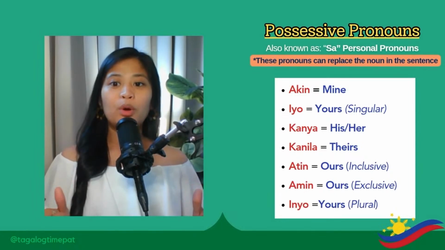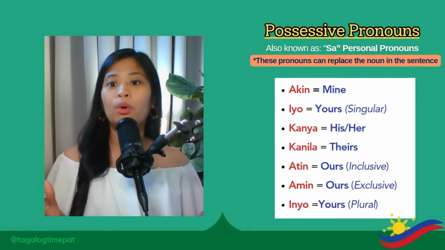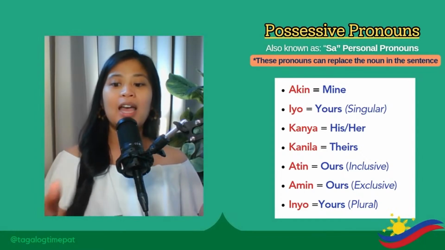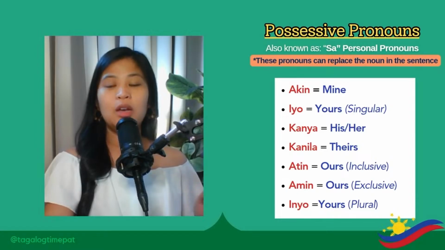So these are all pronouns that still show possession or ownership, but they are different from the ones we just learned. So it's not ko or mo or nya, but now it's akin, iyo, kanya, and it means mine, yours, his or hers. Okay, so we'll take a look at how they are used.